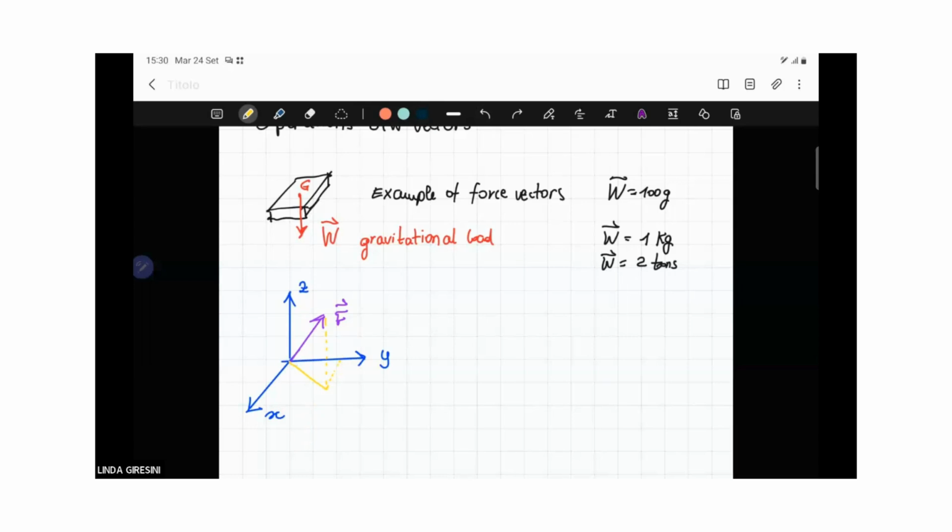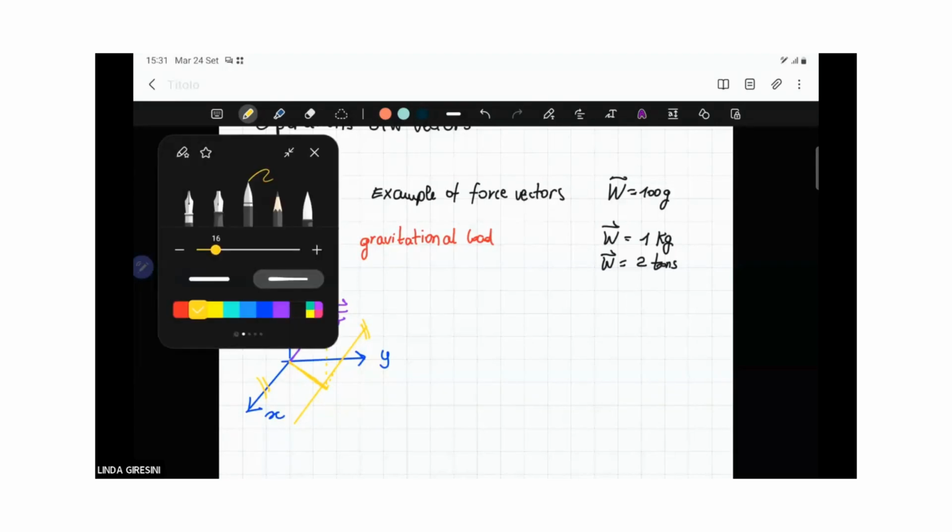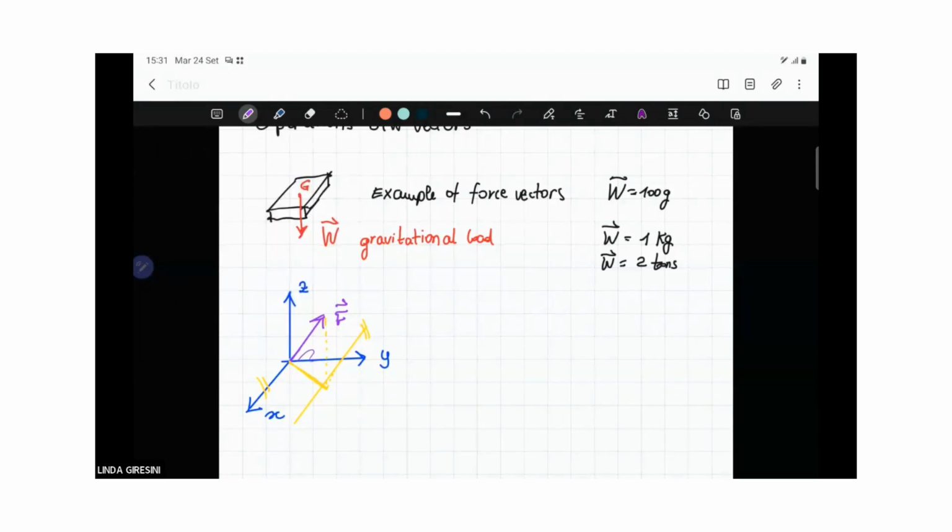So first point is this one. Then you take the line parallel to the x-axis, which is this one. So this line will be parallel to the x-axis. And your x component will be this one of the force itself. So this will be Fx. It will be a vector, so we have to add an arrow as well.